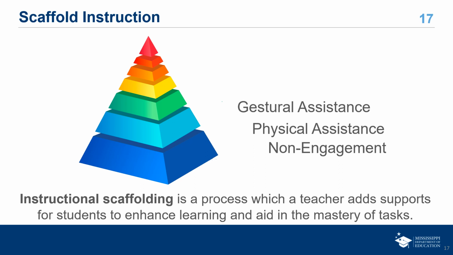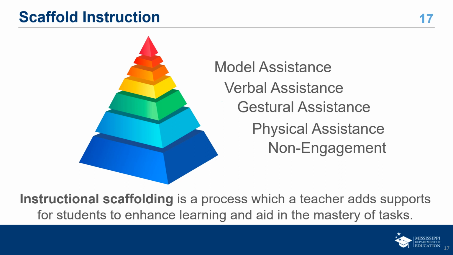The next lesser instruction or scaffolding would be gestural assistance. When we're teaching, maybe we just need to point to something. But the next one would be that verbal assistance. You just give them that verbal prompt. The next lesser would be just modeling it. You show them what to do and then they can do it. I know we have a lot of students that kind of fall right here in that modeling assistance.